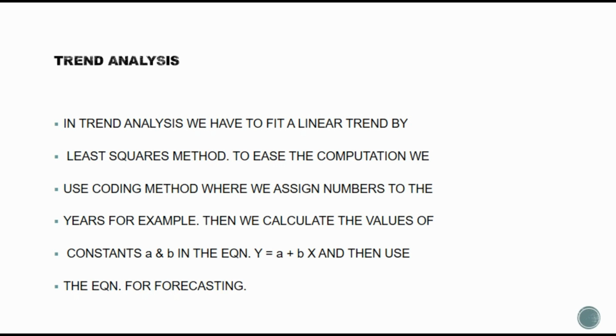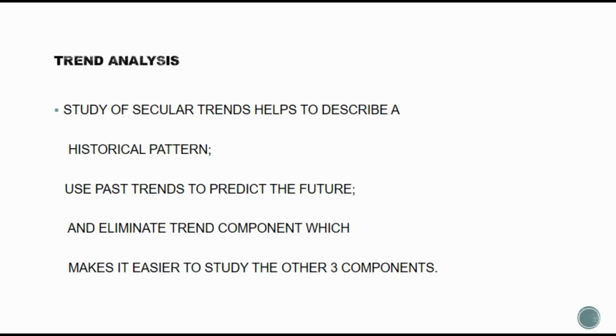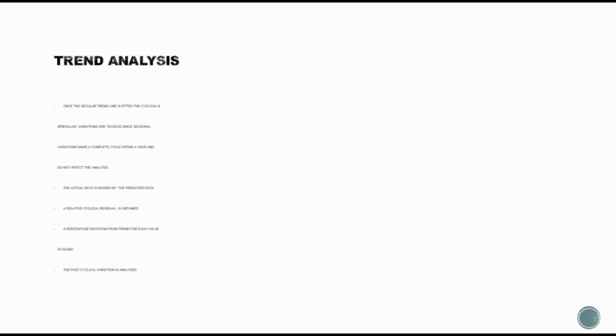To ease the computation, we use the coding method, where we assign numbers to the years, for example. Then we calculate the values of constants A and B in the equation and use the equation for forecasting. Now, the study of secular trend helps to describe a historical pattern, use past trends to predict the future, and eliminate the trend component, which makes it easier to study the other three components.